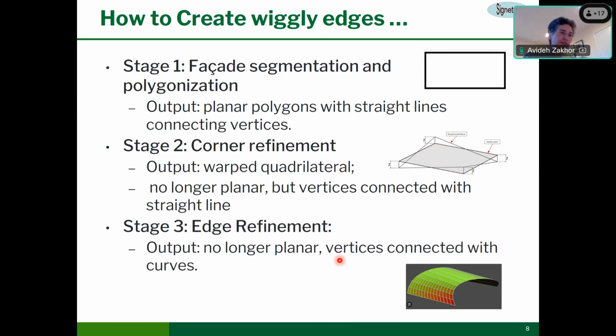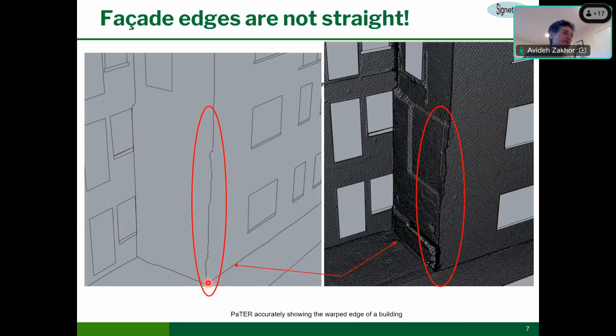And finally, the last step, we get even closer to the reality, and that is we not only have the vertices not in a plane, but the connection between them is no longer a straight line. It's like a curve. I'm exaggerating here, showing these curves connecting the corners of the building. We've implemented all of what I just talked about in our software. And that can result in a system that has these wiggly looking edges and models the non-idealities of the building.